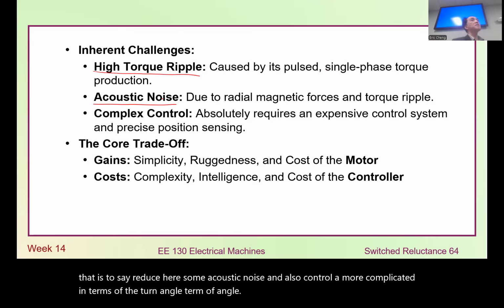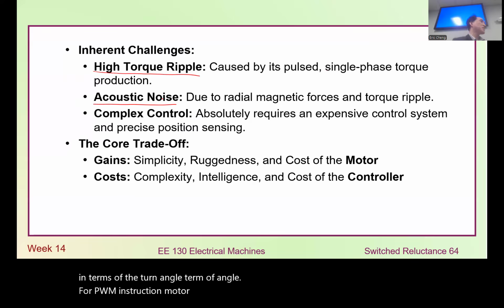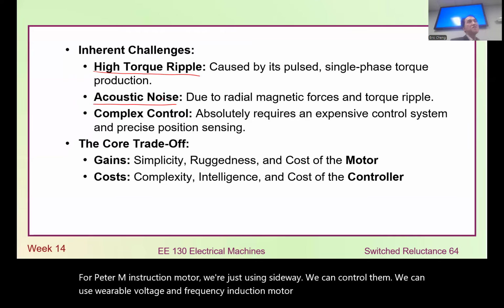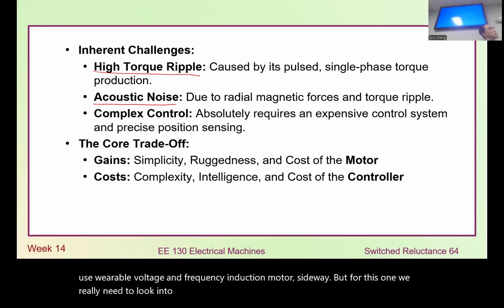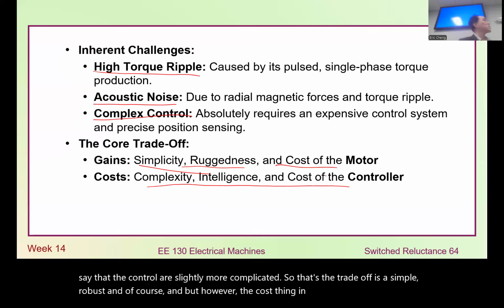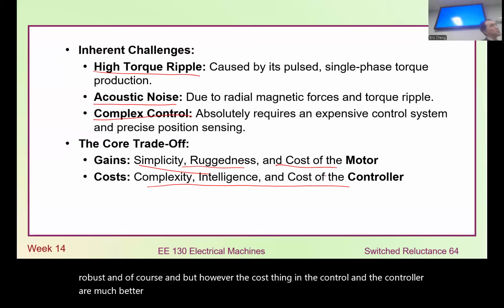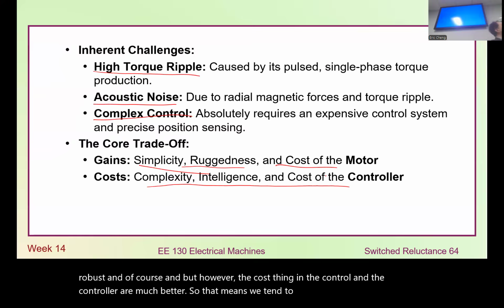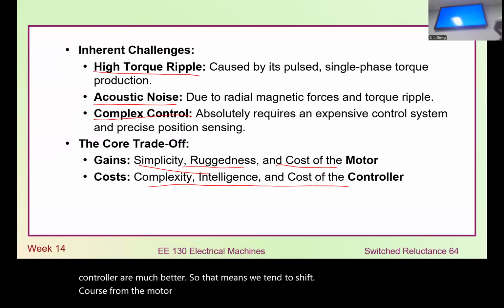For PWM induction motor, we're just using a sine wave. We can control them using variable voltage and frequency. But for this one, we really need to look into the on and off angle in much more detail. So that's why I can say that the control is slightly more complicated. That's the trade-off. It's simple, robust, and low cost, but the cost moves to the control and the controller. So that means we tend to shift the cost from the motor hardware into the electronic hardware. That's what happens in this motor.